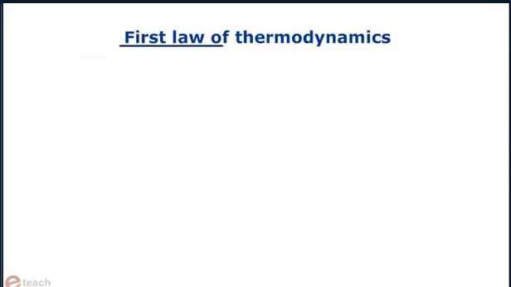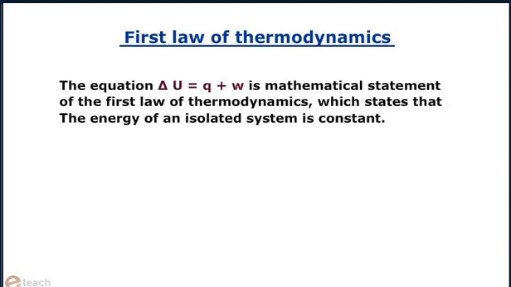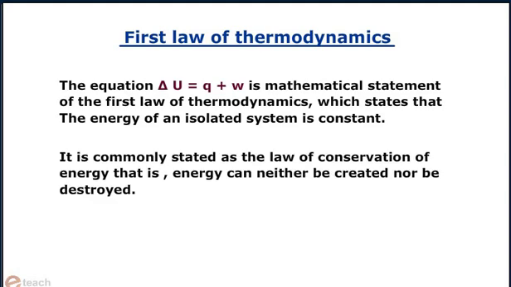Let us study the first law of thermodynamics. The equation delta U equals Q plus W is the mathematical statement of the first law of thermodynamics, which states that the energy of an isolated system is constant. It is commonly stated as the law of conservation of energy, that is, energy can neither be created nor be destroyed.